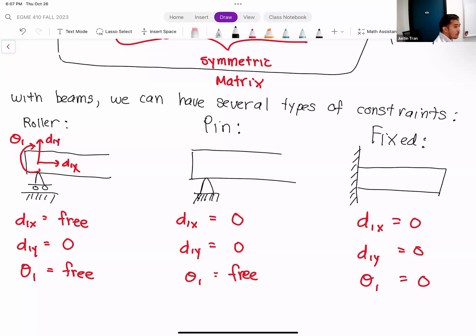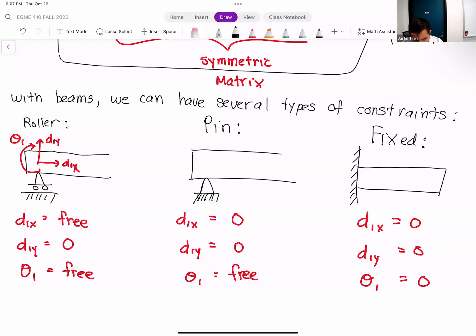Any questions on these before we jump into the example? Yes. To be clear, these conditions would just be on the left side of the beam where those are actually at, and the right side is. Exactly. Right. So these only apply for the node that's going to be where the constraint is. Yeah. Good question.